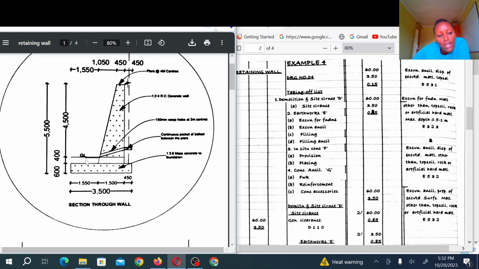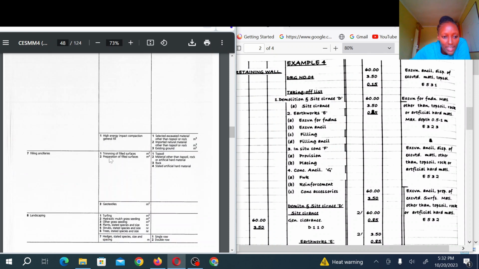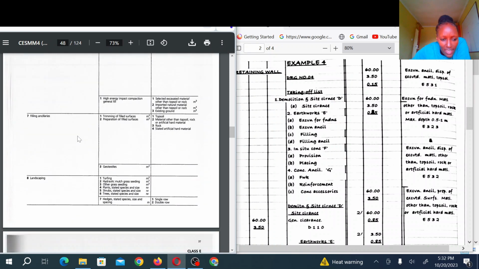That one we shall measure. We shall measure the filling, then filling auxiliaries. Let's see what filling auxiliaries involve. Filling auxiliaries involve trimming of filled surfaces and preparation of filled surfaces. Trimming includes topsoil, material other than topsoil, rock, or artificial hard material. So, the four things that you'll be doing under earthworks are excavation of foundations, excavation auxiliaries, filling, and filling auxiliaries.